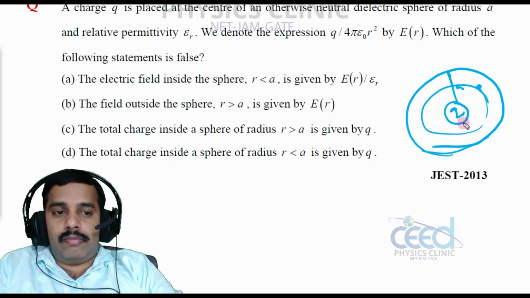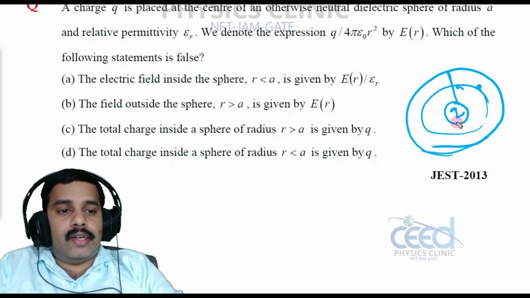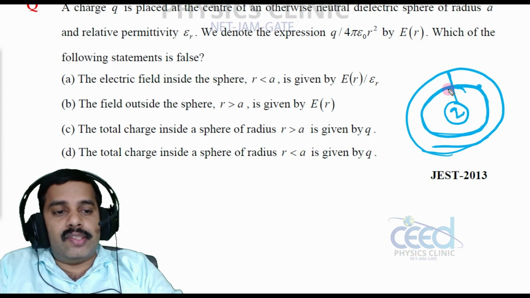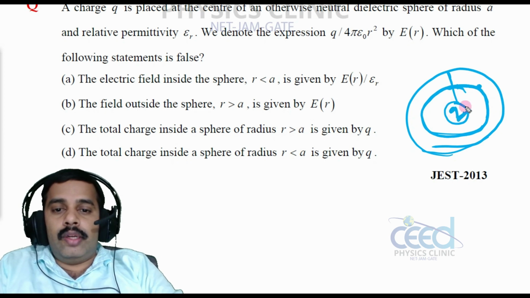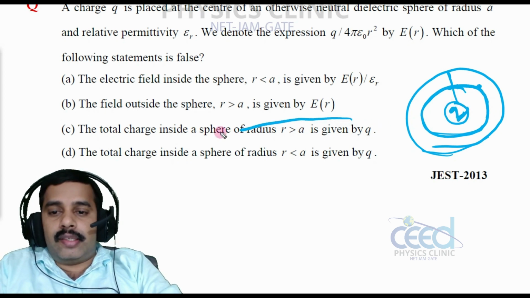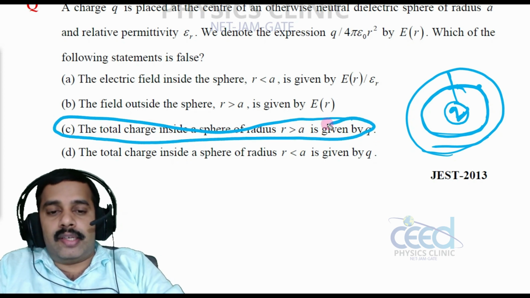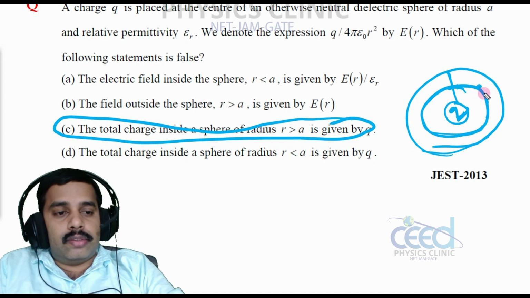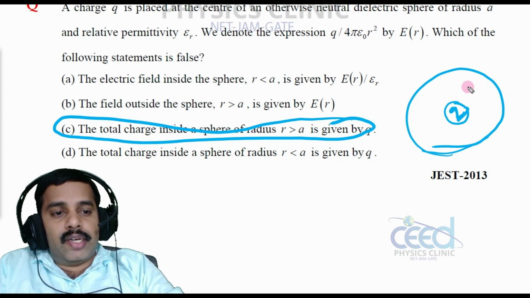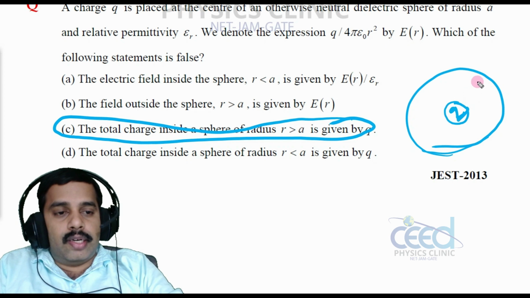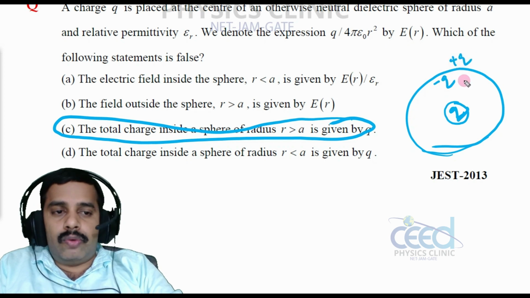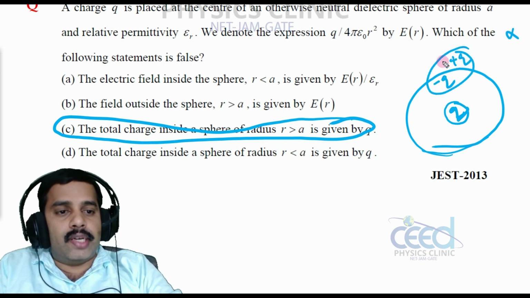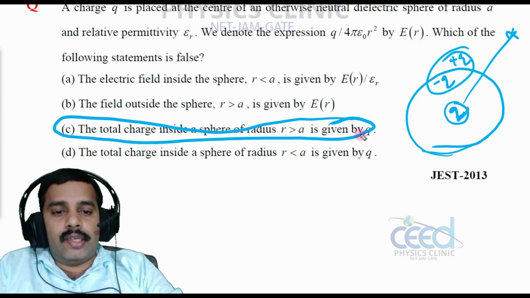Alright, so that is correct. That is also correct, right? If you consider an inside point, here the charge is q. But this is incorrect. The third statement is incorrect. Why? If you consider an outside point, we considered a dielectric material, right? So on its inner side we will induce minus q and plus q. So when we consider the outside point, this will cancel out, and outside we will get net charge q.